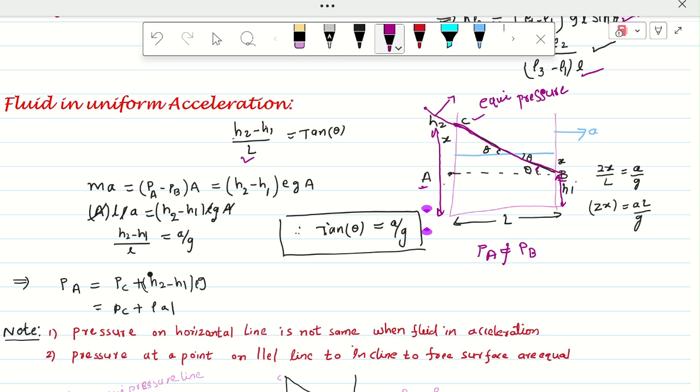Right? Now the general free body diagram equation, Newton's second law: MA is equal to net force, that equals pressure difference into area. So the pressure difference between points A and B equals H2 minus H1 into rho G, pressure into area. From this you can find H2 minus H1 by L is equal to A by G. I already know H2 minus H1 by L is equal to tan theta. So tan theta equals A by G, theta equals tan inverse A by G.